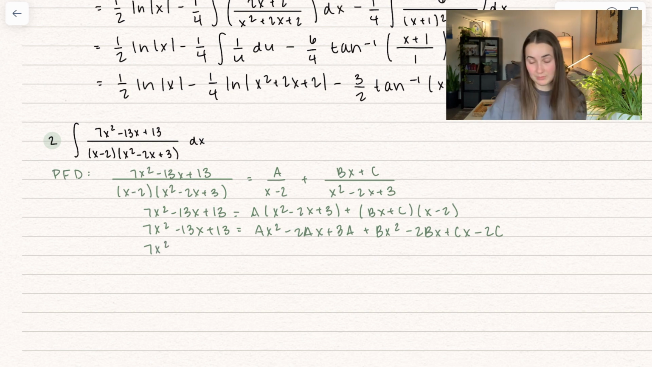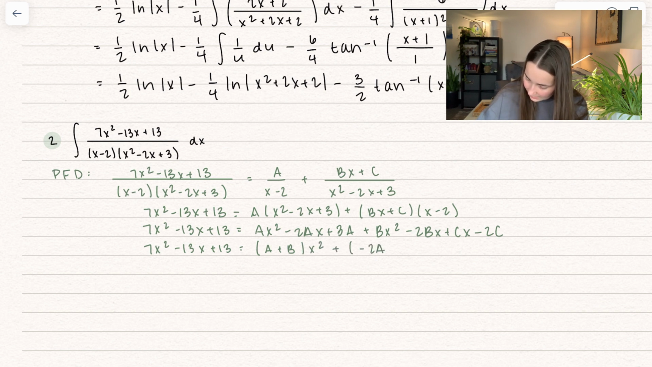Now that we have it multiplied out, we're going to combine some common terms. So let's do our x squareds first. I see an a plus b, any c's? Nope. Okay, so that's our x squared. Let's combine our x's. Negative 2a, and then minus 2b, any, oh yeah, there's a c. That's our x. And then our scalars, 3a, and then no b, so just minus 2c.